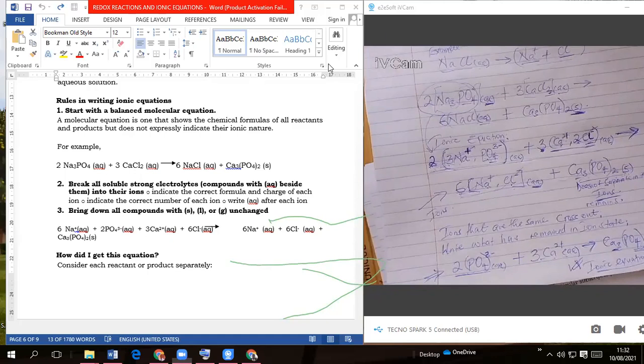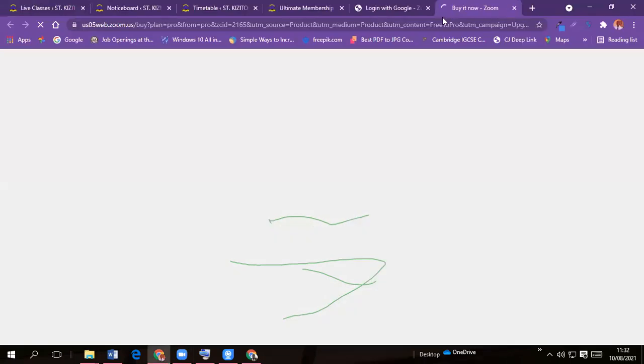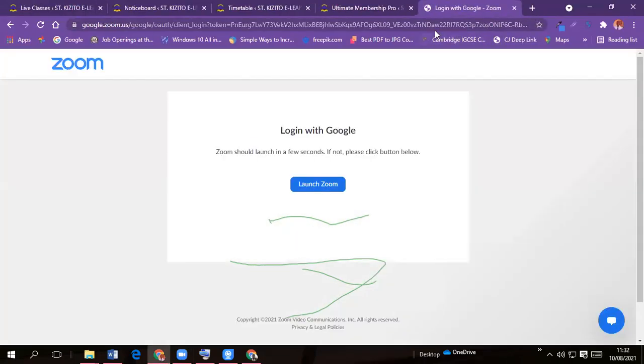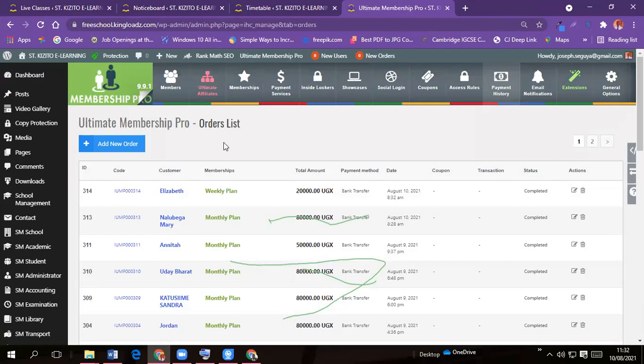Any other question? Any other question? We don't have questions now. We look at the second example. Let's look at the second example.